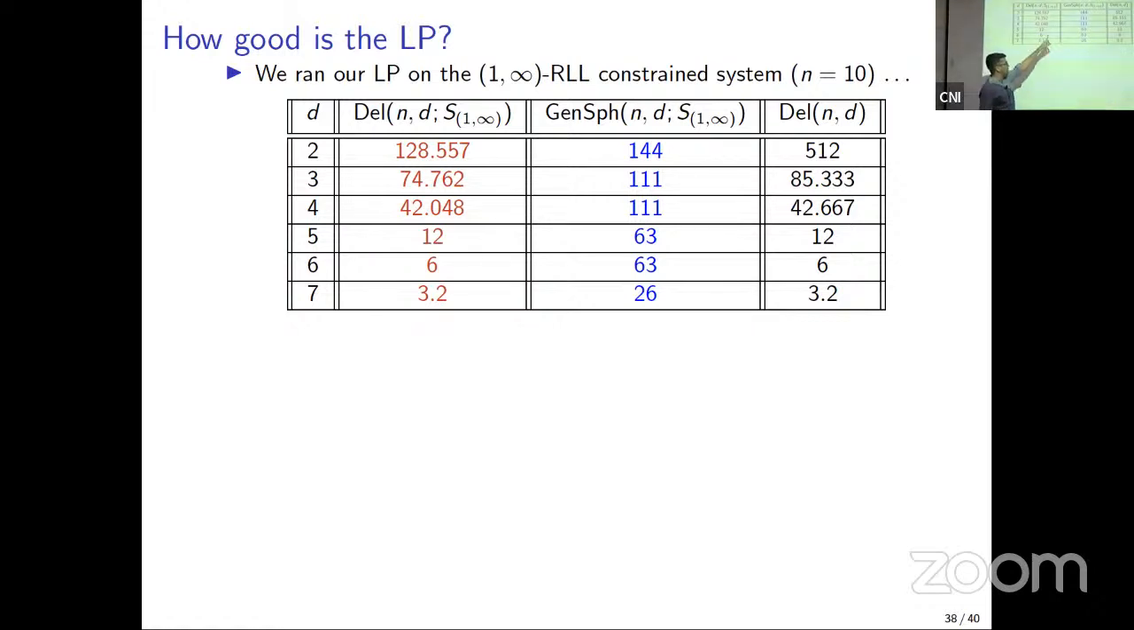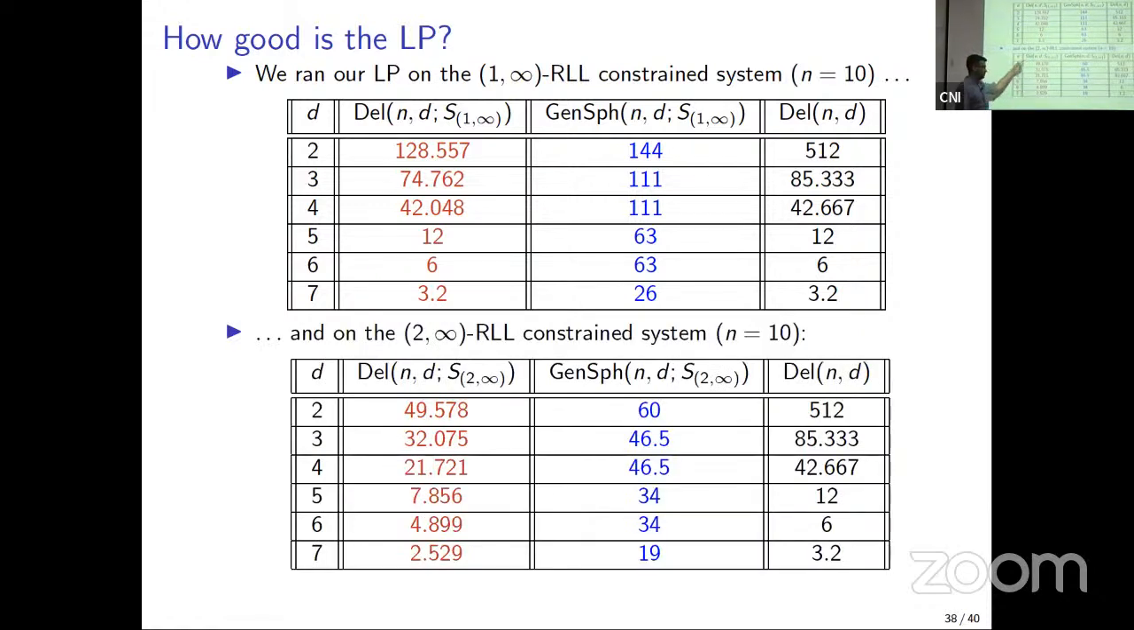What you see in blue here is the state of the art. These are the best known upper bounds on sizes of codes with a given minimum distance. And these are whatever we get using our linear program. So clearly, our linear program is much better than the state of the art.